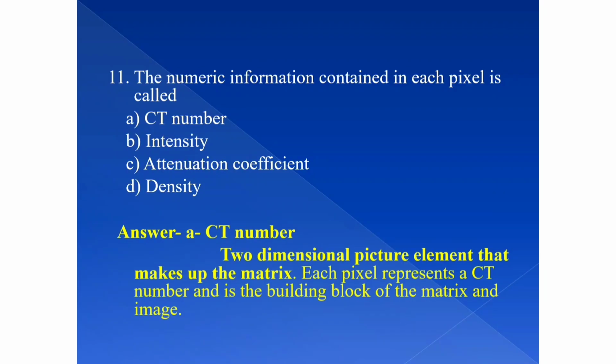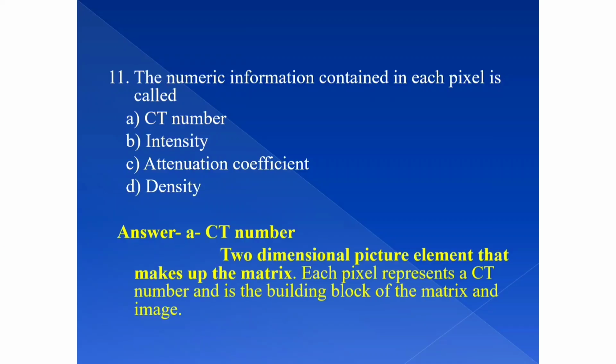The two-dimensional picture element that makes up the matrix. Each pixel represents a CT number and it is a building block of the matrix and image. You know that the matrix size of the CT image is 512 by 512, and each pixel forms a matrix. The volume element is known as the voxel, and this pixel is the picture element, a two-dimensional picture element, and that pixel contains the CT number. CT number is the attenuation value number.